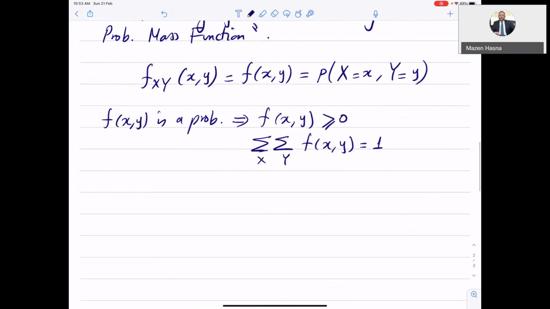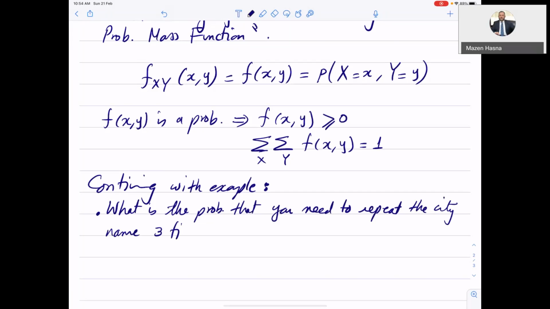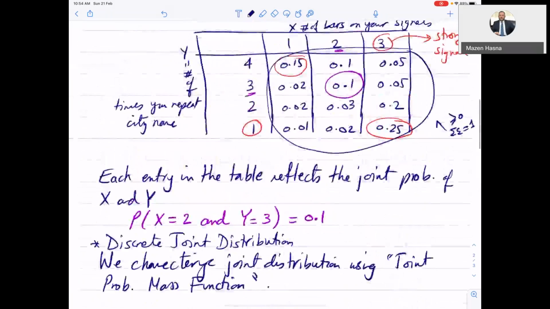So, continuing with the example, we can ask: what is the probability that you need to repeat the city name 3 times, which means the probability that Y equals 3.